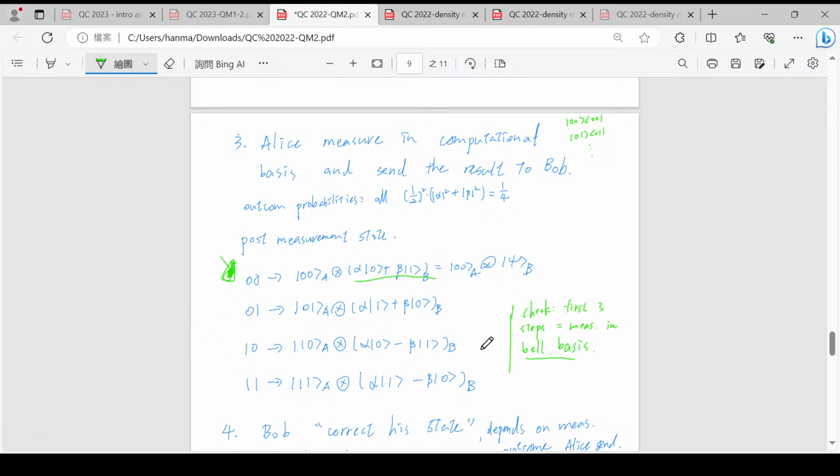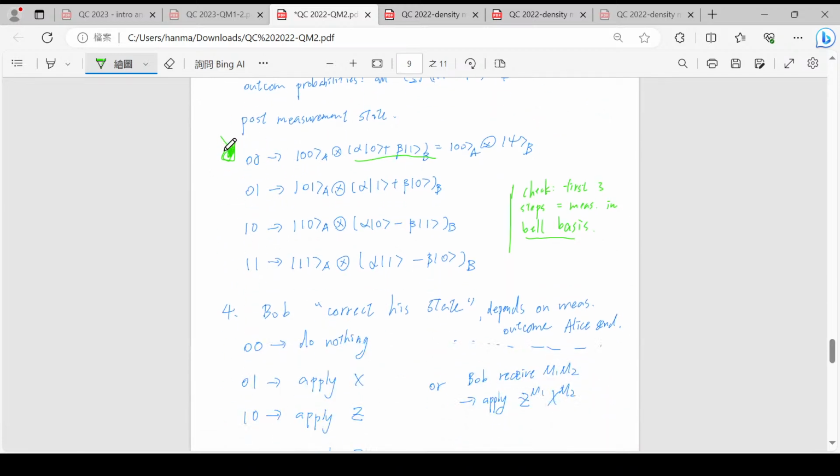It turns out we didn't fail, because Alice knows which happened. Alice has this measurement outcome: 0, 0, 0, 1, 1, 0, or 1, 1. And so obviously Alice can send the measurement outcome to Bob. So this is where the classical communication comes in. We need 2 bits of classical communication.